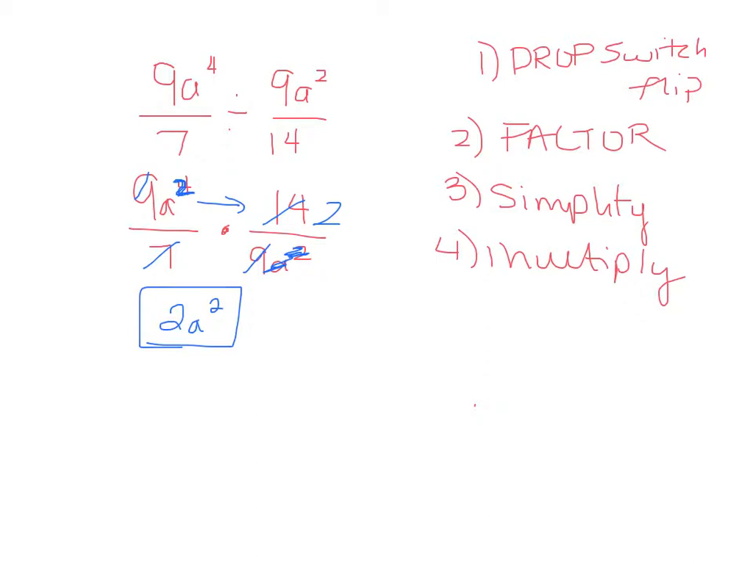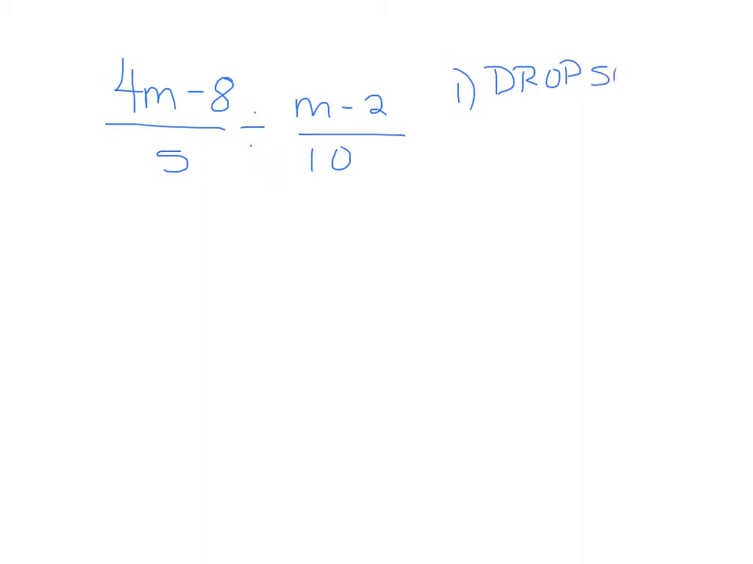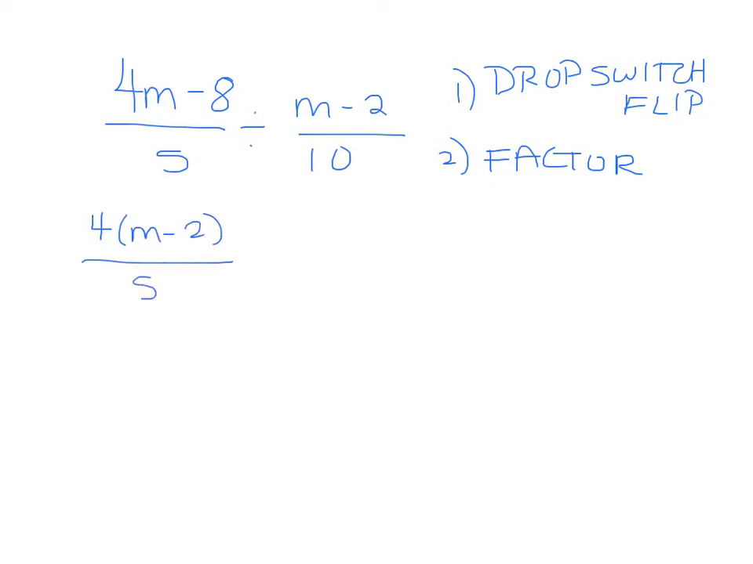All right, so let's look at the next one. So let's do 4m minus 8 over 5 divided by m minus 2 over 10. So again, step 1, drop, switch, flip. All right, so step 2 is factor, and I'm actually going to factor and drop, switch, flip at the same time. So I'm going to factor this guy, so 4 times m minus 2, right, GCF of 4, over 5, switch, flip.